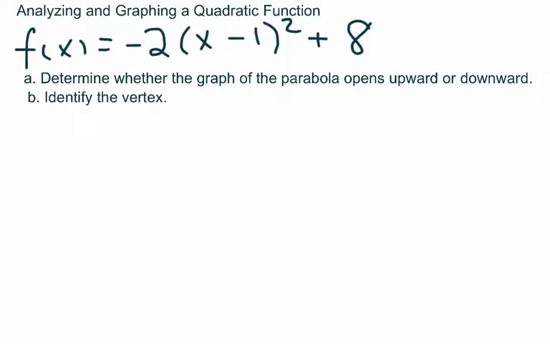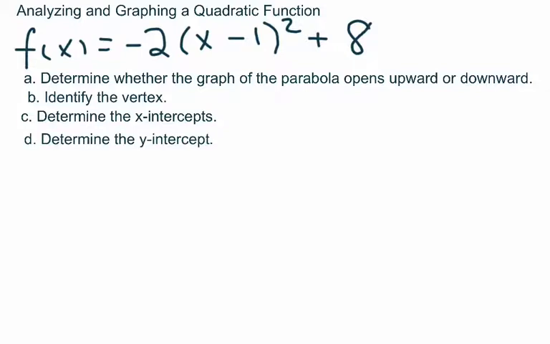We'll identify the vertex, determine the x-intercepts, in other words, solve for x, and if x is a real number, then the value is an x-intercept. We'll determine the y-intercept, which means we'll set x equal to 0 and solve for y, or for f of x.